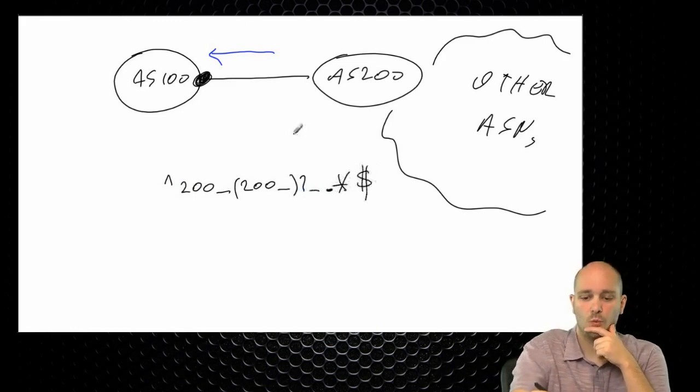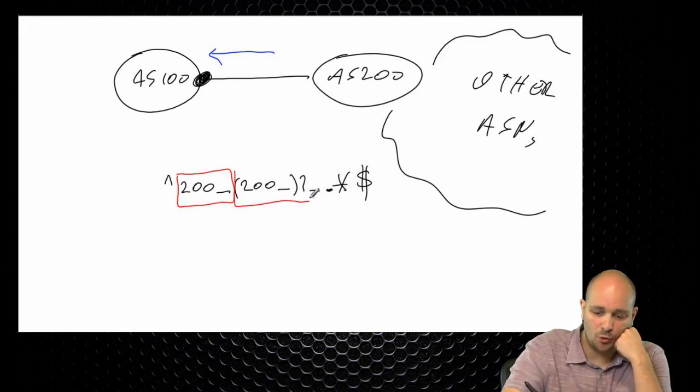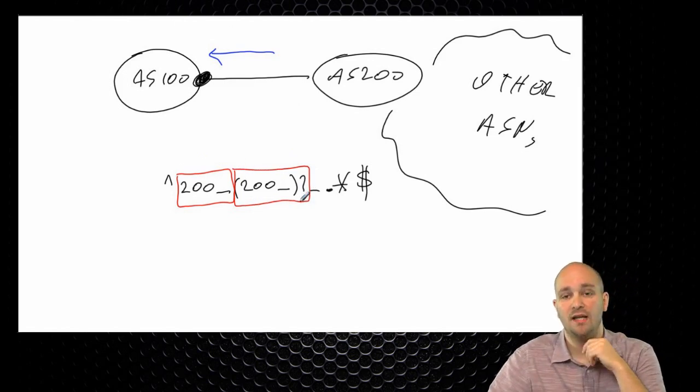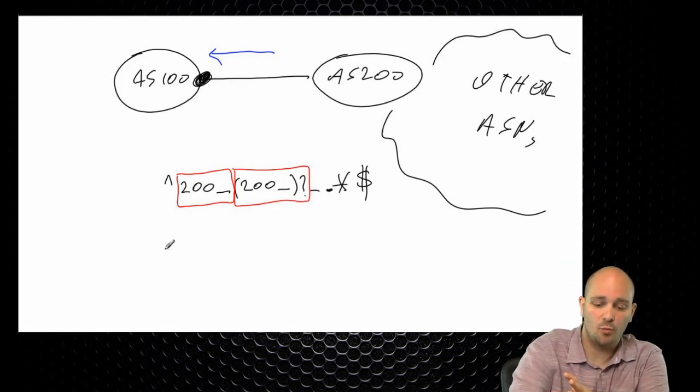For example, what I'm saying here is, allow AS200, so this is what takes care of that. But if they are prepending once, I'm going to allow that. But if they are not prepending, I'm still going to allow this traffic coming in. Now, an even better pattern in this case would have been something along these lines.